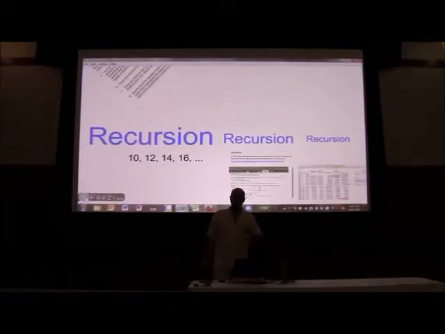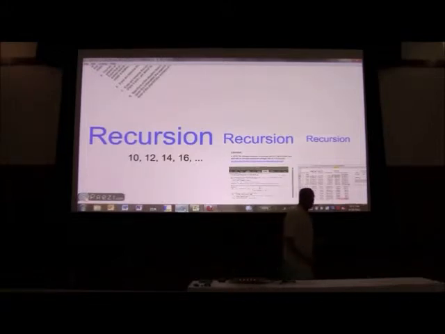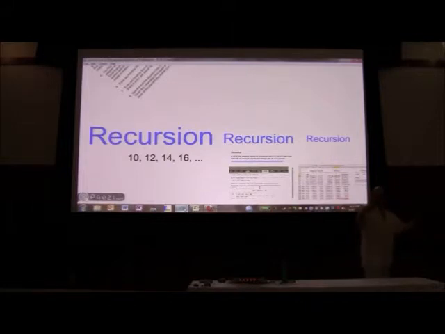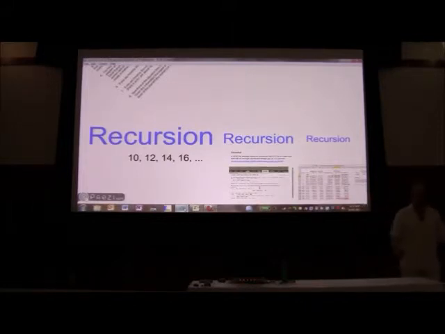Next topic, recursion. If you see a list of numbers like 10, 12, 14, 16, your brains see it recursively. That's one important reason. We have lists of numbers all around us, and our brains see it recursively. So let's not fight it. Let's use the notation the way our brains think.